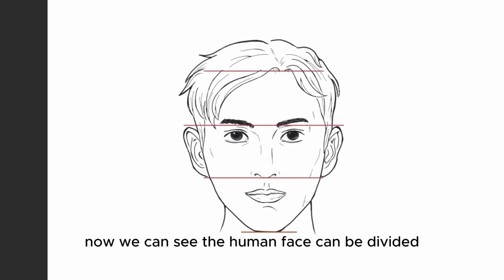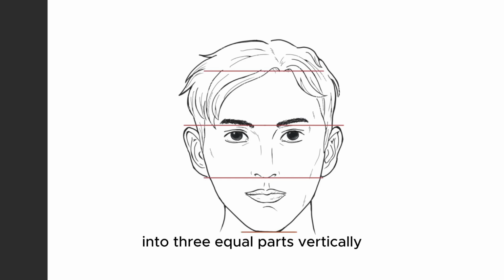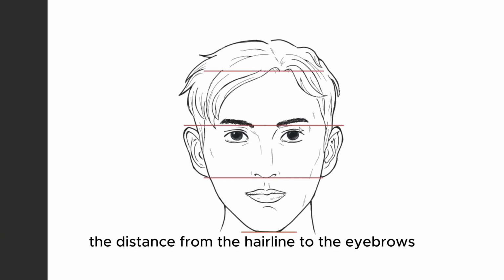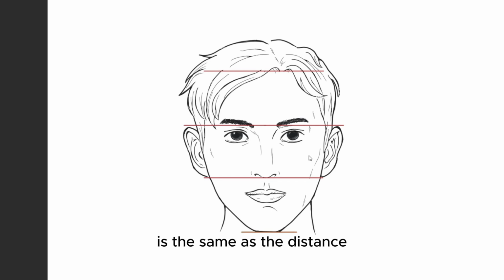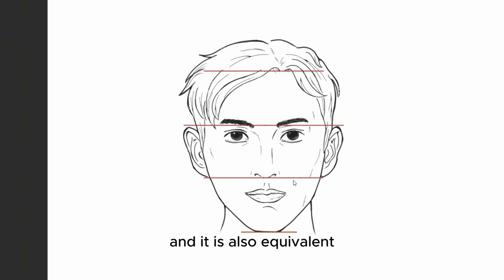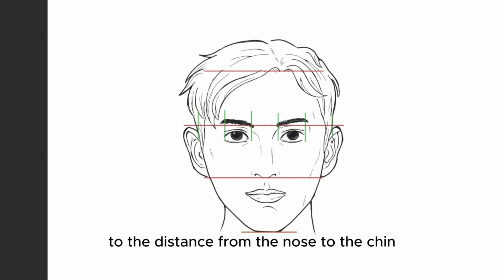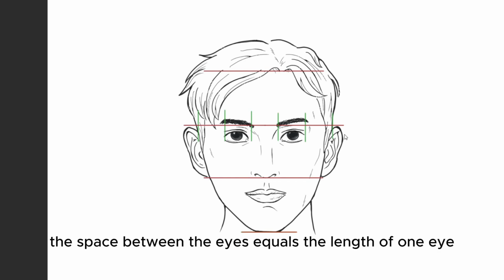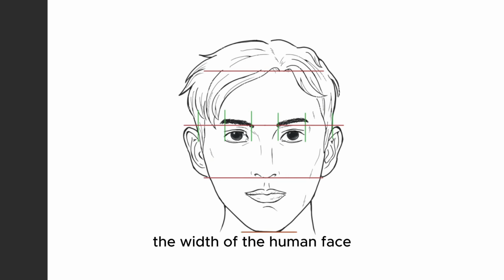Now we can say the human face can be divided into 3 equal parts vertically. The distance from the hairline to the eyebrows is the same as the distance from the eyebrows to the base of the nose, and it is also equivalent to the distance from the nose to the chin. For the eyes, the space between the eyes equals the length of one eye. The width of the human face is equal to the length of 5 eyes. 1, 2, 3, 4, 5.